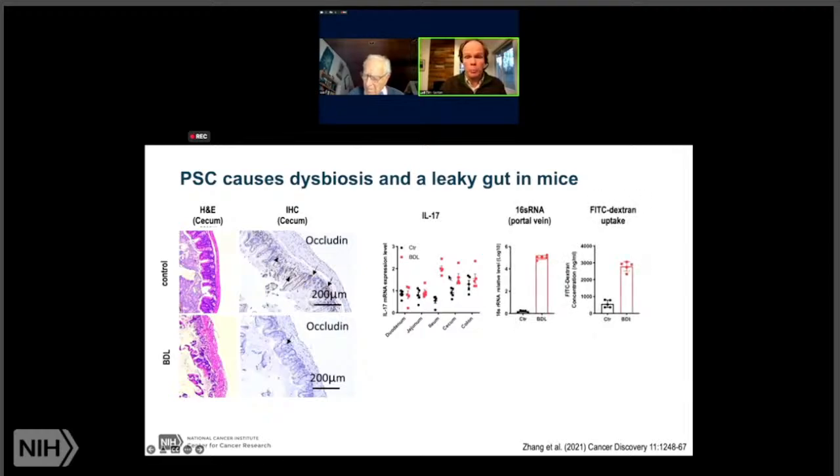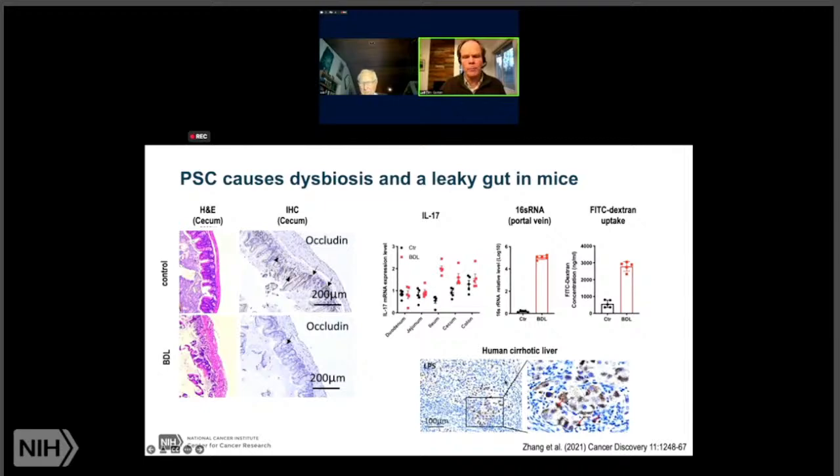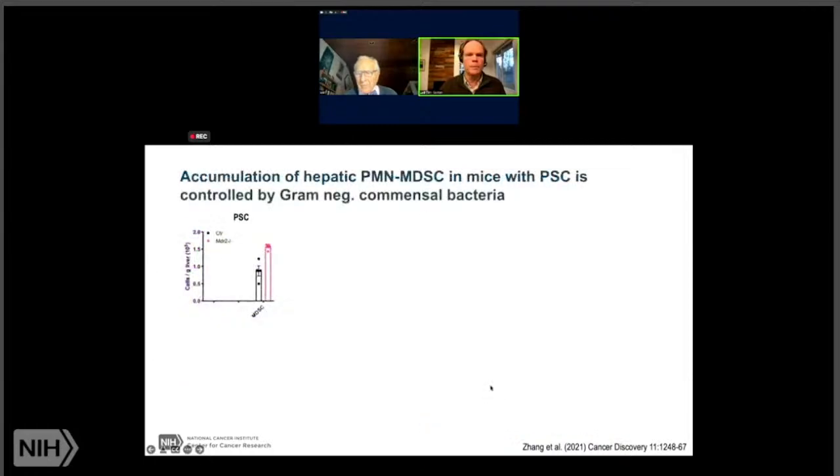We looked at the portal vein of these mice, and here we can identify 16S rRNA as a readout for bacteria. We performed studies with FITC-dextran, which is a functional experiment to show a leaky gut. FITC-dextran is fed to these mice, and then we can find it in the periphery, and you can see an increased uptake in mice after bile duct ligation as a readout for leaky gut and colitis. If we look at patient samples, we can also find signs of bacteria and LPS.